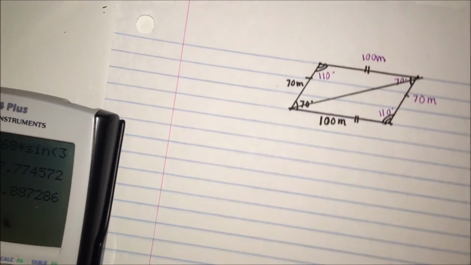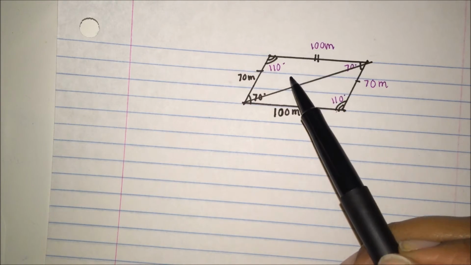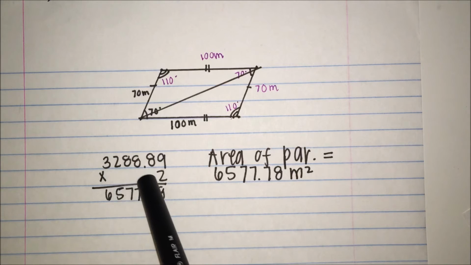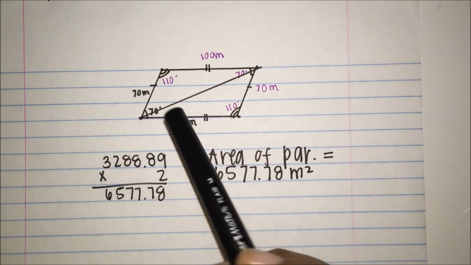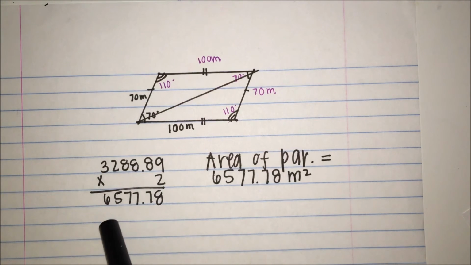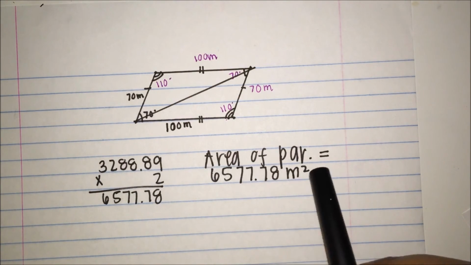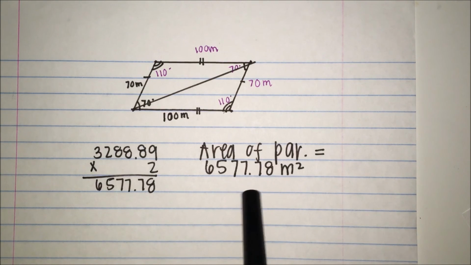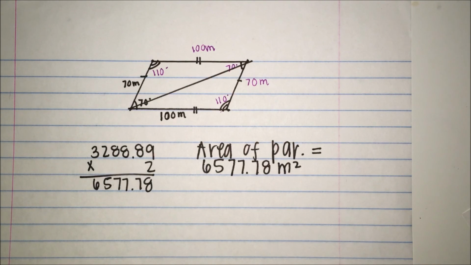But we want the area for the parallelogram. Like I mentioned before, these two triangles are congruent, meaning they're equal to each other. So I take the 3288.89 and multiply it by 2 because of the two triangles, which have the exact same area, and you get 6577.78, which is the area of the total parallelogram. So 6577.78 meters squared is the area for the parallelogram. So that's your solution.